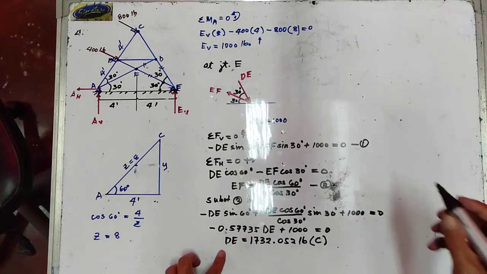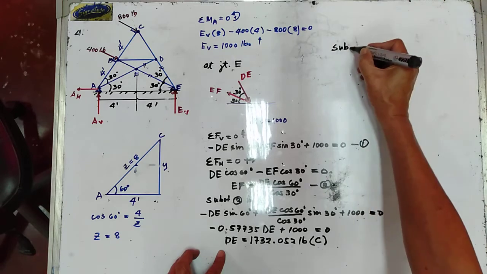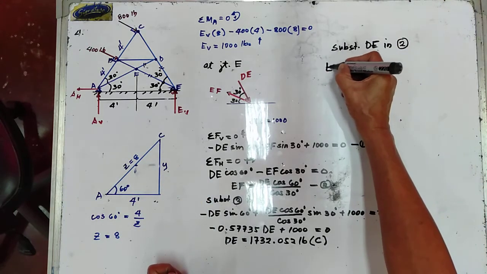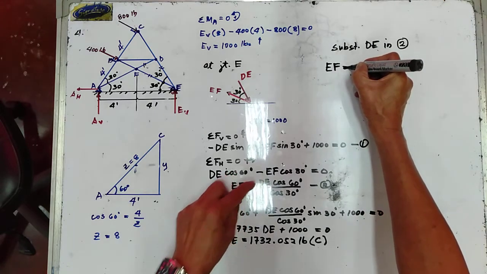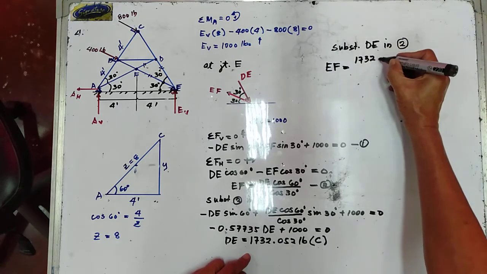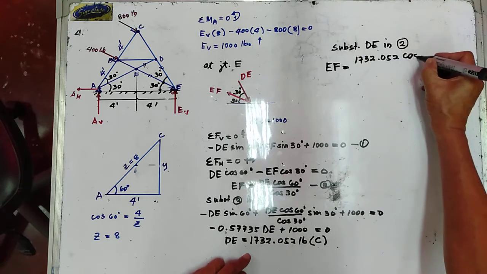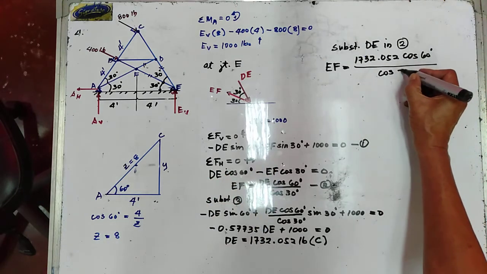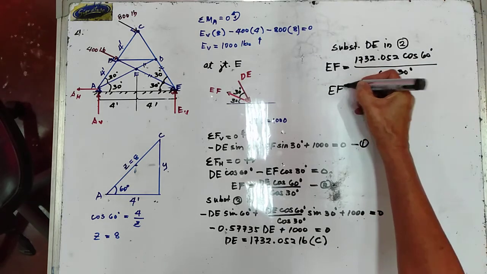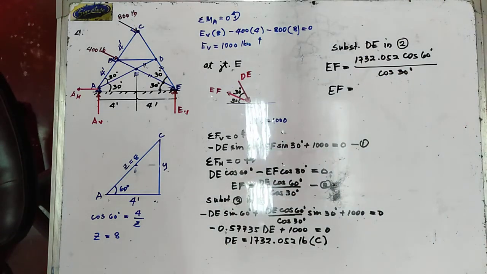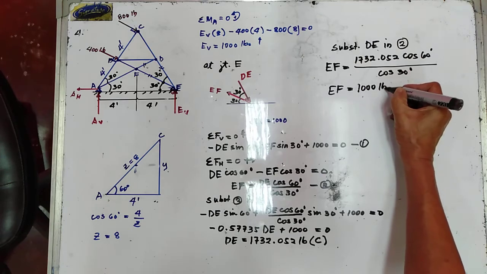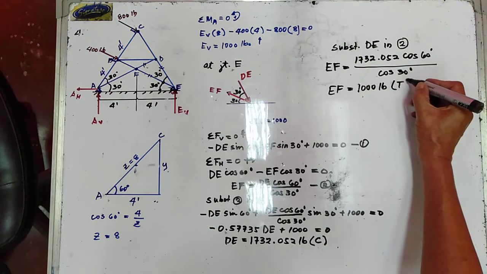Next, let us try to substitute DE in equation 2, so that your EF is now equal to 1732.052 cosine of 60 degrees all over cosine of 30 degrees. So the value of EF therefore is now equal to 1,000 pounds. So this is 1,000 pounds with a positive value. The assumed direction is correct, and that will be in tension.